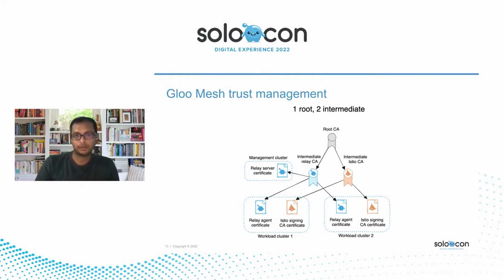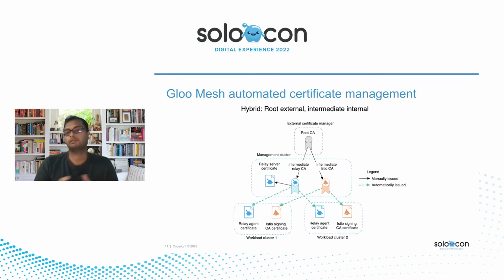In terms of management of these certificates, you have, again, a bunch of different options. This is one of the options that I like to show because this is most commonly what's used by our customers, right? So you can have the root CA configured so that it is provided externally. It's handled externally like a Vault or AWS certificate management system. So in that case, the root CA will be configured manually, right? You have to provide the root CA and the intermediate relay CAs and the Istio CAs to us in the management plane and the relay server certificate.